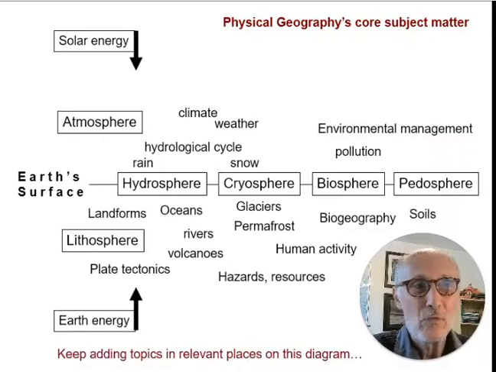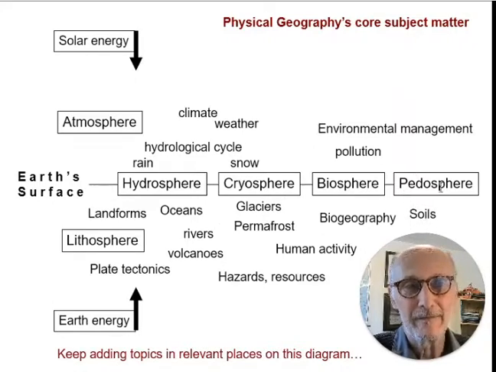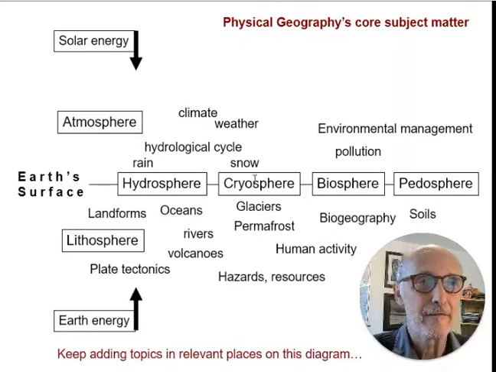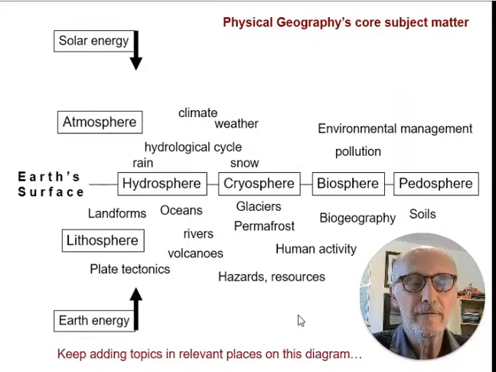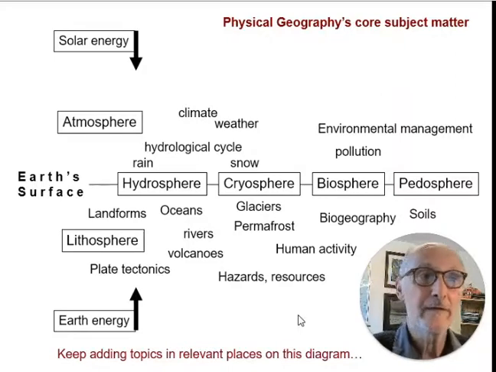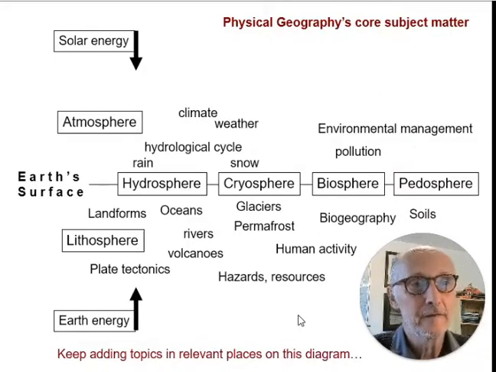Here's a version with a few notes thrown in as to where I might begin to put some of the big issues that I associate with physical geography. So soils obviously clearly belong with the pedosphere, glaciers in the cryosphere and so on. Climate and weather and the hydrological cycle are kind of sketched up here somewhere in the atmosphere. Try and think of all the different components of physical geography as you've defined it, or as you conceive of it, and try and add them somewhere to this diagram.